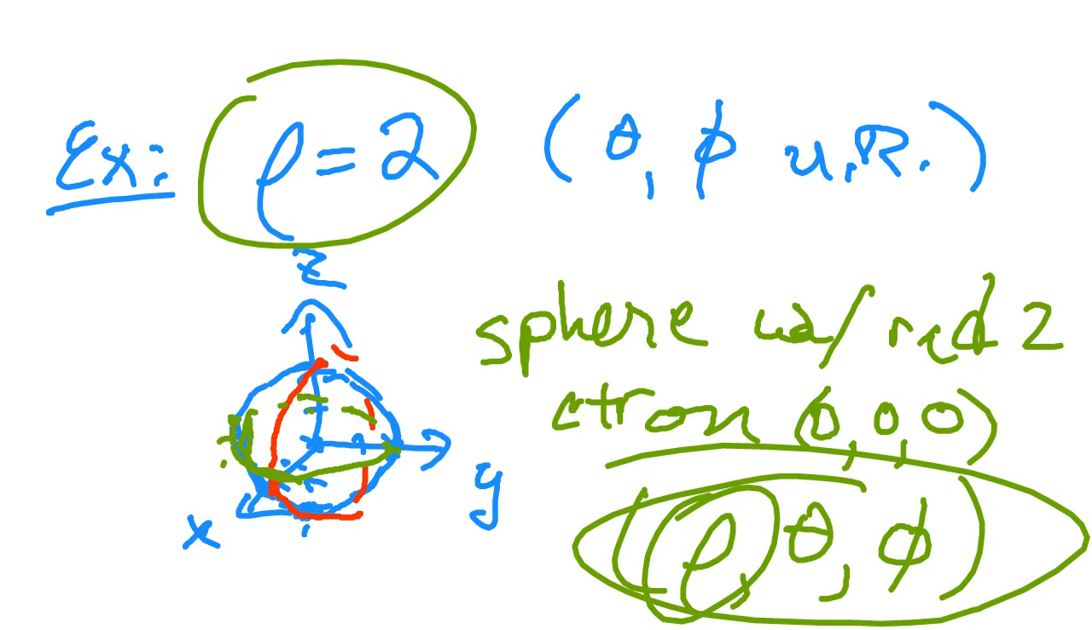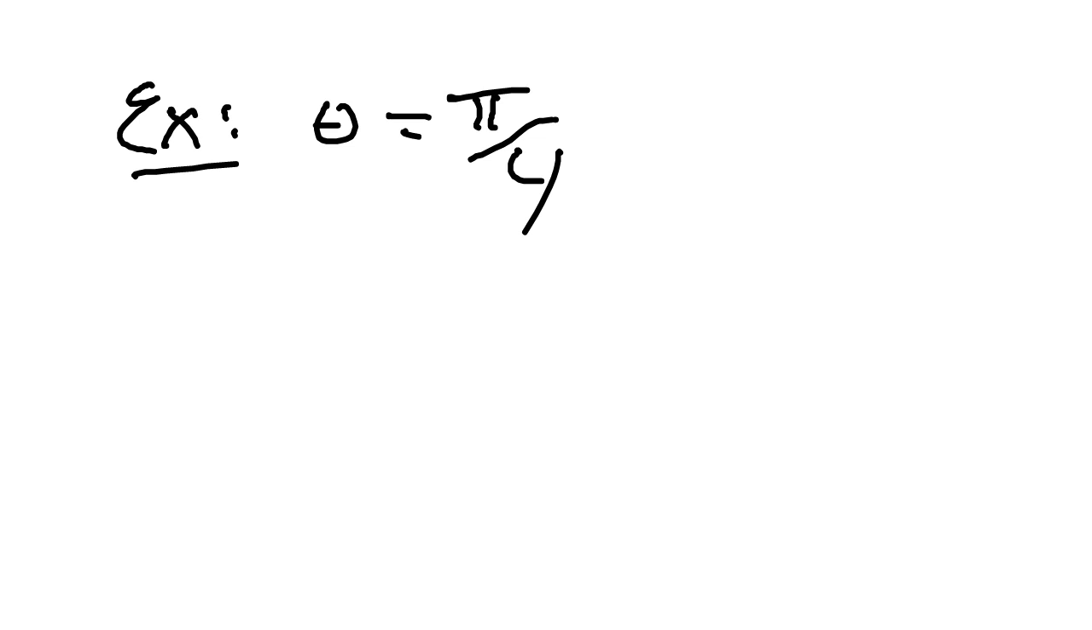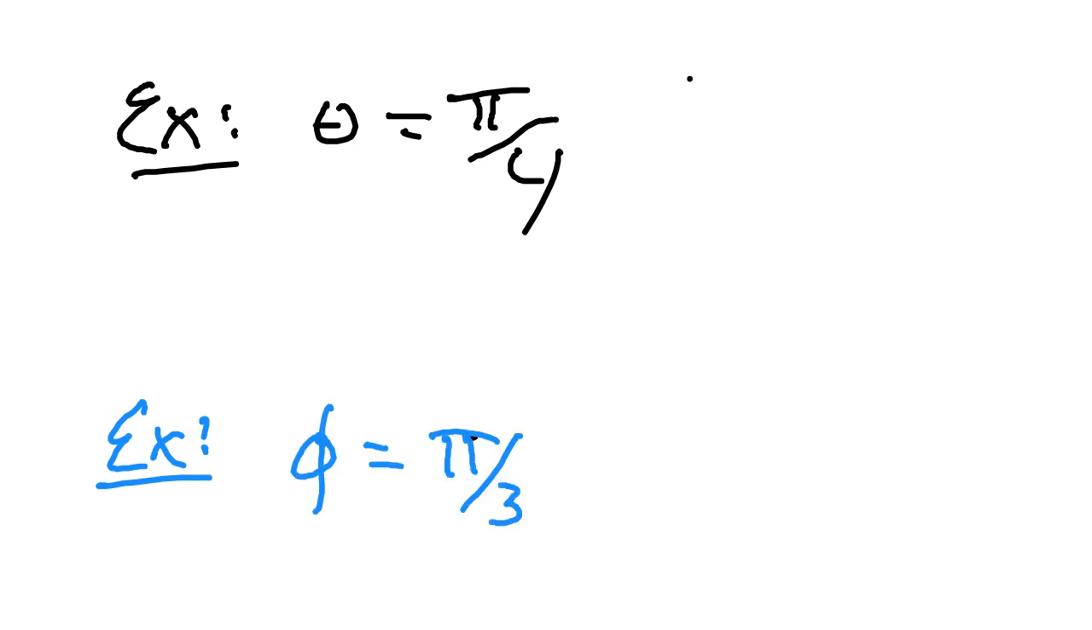So let's see if we can do a couple other quick action items here. What if we have theta equals a constant? Let's just pick one. Let's look at theta equals pi over 4. The example that we're doing is going to be phi equals a constant, and I said let phi equal pi over 3.